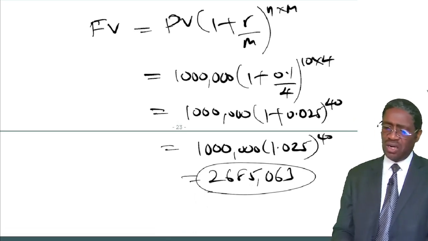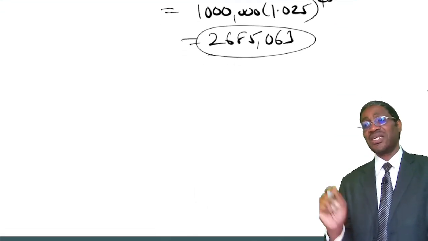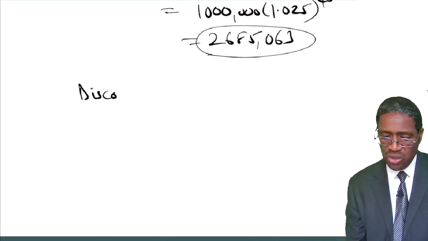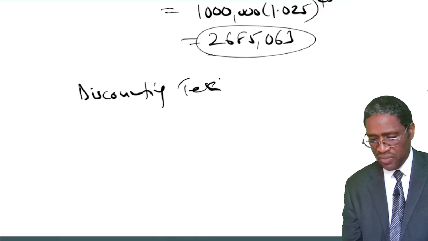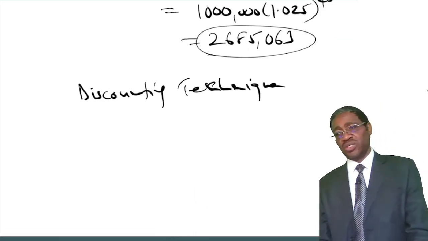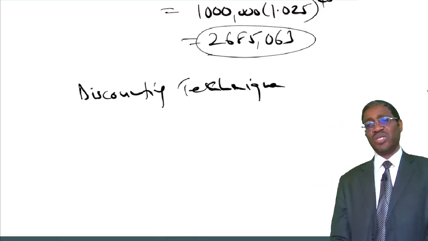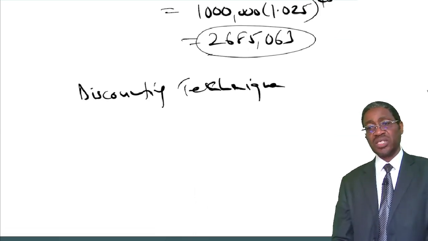From there, we want to go to the second part of our topic, and that is what we are calling discounting. Now we want to discuss what we call the discounting technique. And this is how to get the present value. Let me talk about the discounting technique.